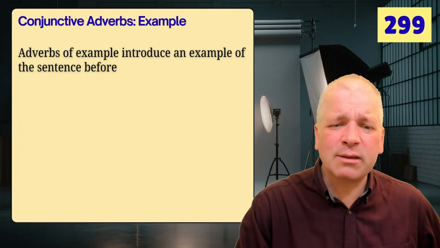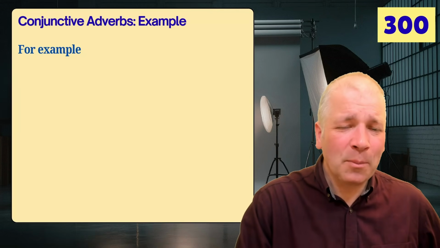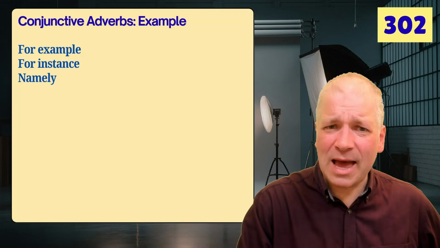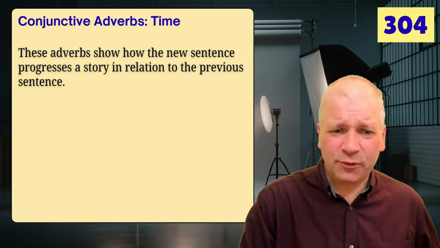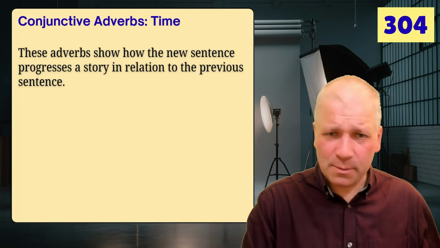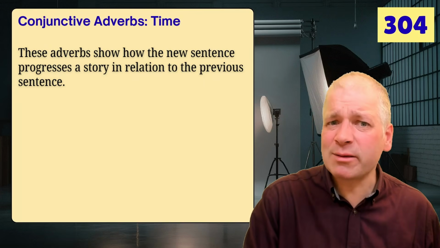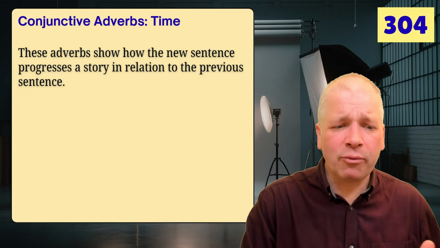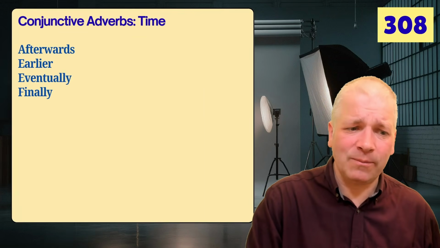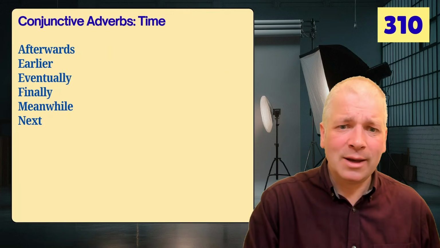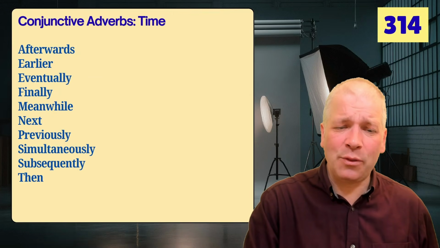We have conjunctive adverbs of example. These introduce an example of the sentence before. Some of these are quite well known. For example, for instance, namely, specifically. And conjunctive adverbs of time. And again, there's many of these. These adverbs show how the new sentence progresses a story in relation to the previous sentence. So afterwards, earlier, eventually, finally, meanwhile, next, previously, simultaneously, subsequently, then.